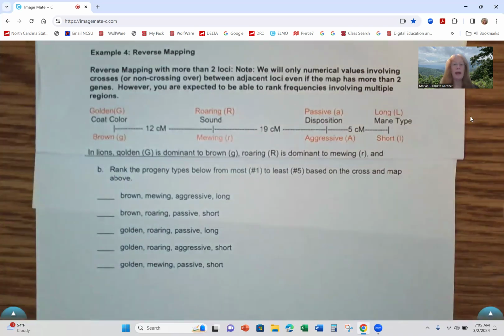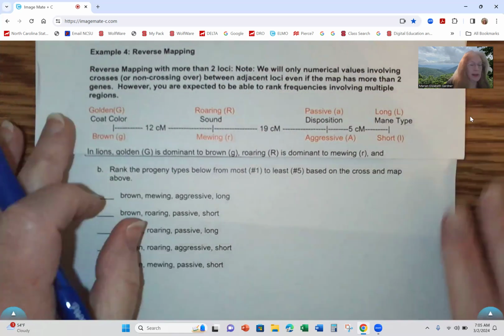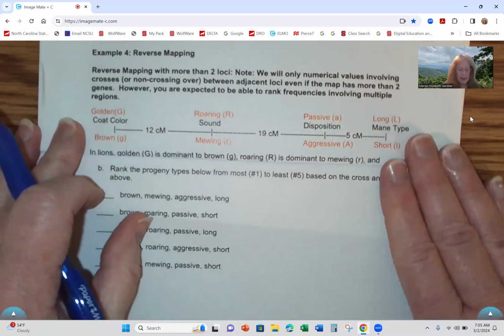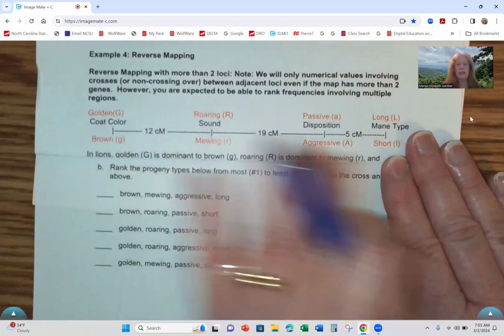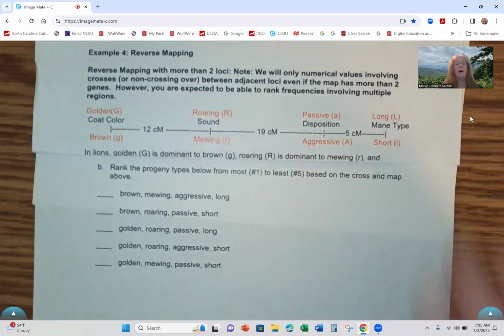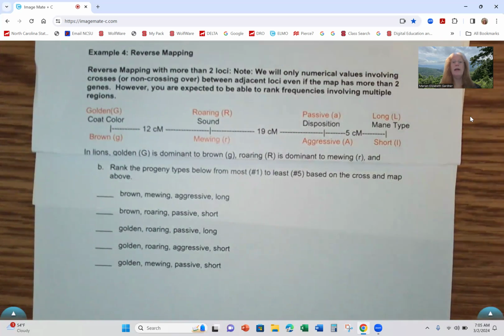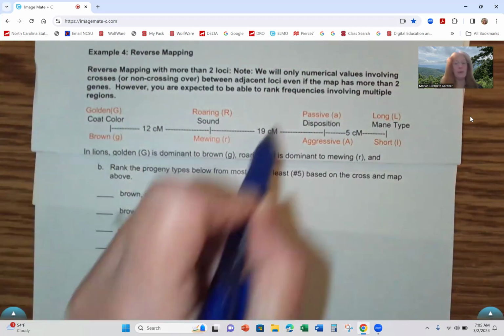Here we're asked to rank the progeny types from 1 to 5 based on our map and the various regions that we have on that map. So we need to decide where crossing over occurs, if it occurs a lot because it's a big region or not very much because it's a small region. Always, no crossover is more common than one. One crossover in a big region is more common than two. And then two crossovers would be more common than three because I have three different regions here, so I could get a triple cross.